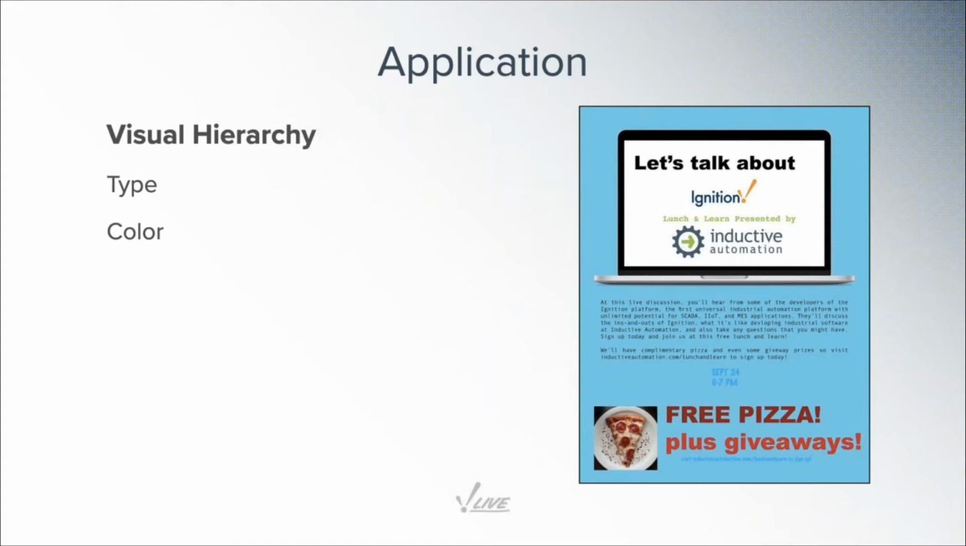Most of this comes down to the type size and how things are grouped. This is a lunch and learn presented by Inductive Automation called Let's Talk About Ignition. So perhaps that should be the main thing. Free pizza is nice, I love pizza, but that's not the main thing, it's just a nice add-on. So maybe that should be a smaller size supporting the main thing.